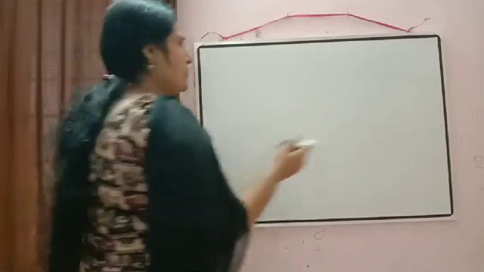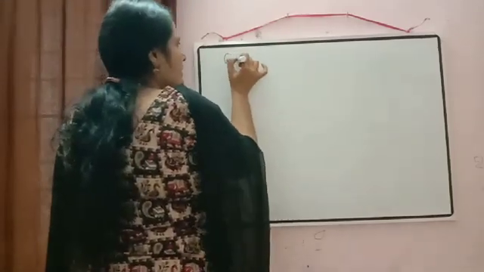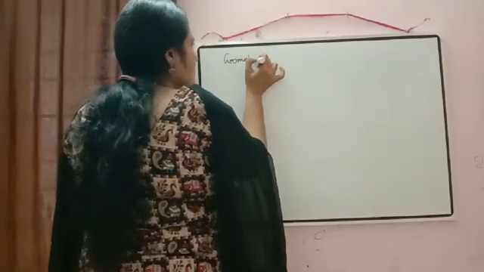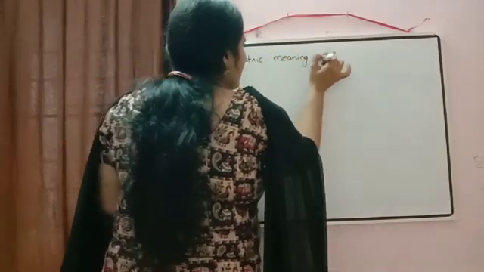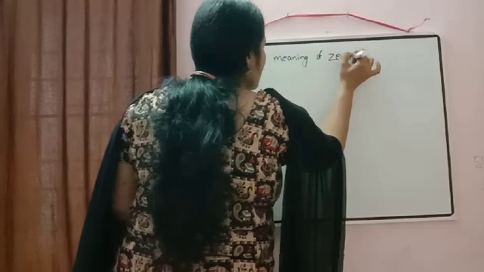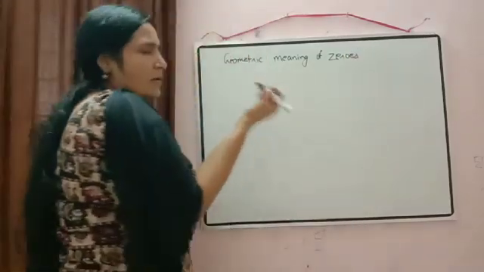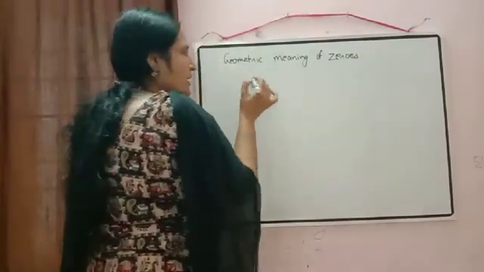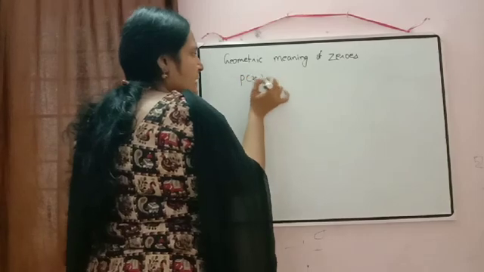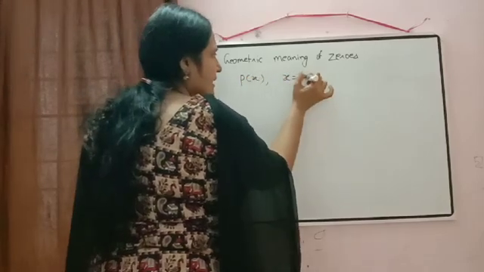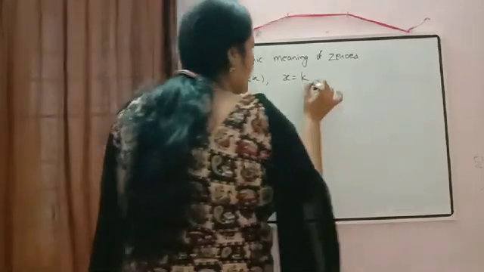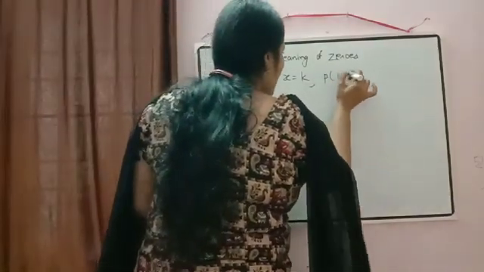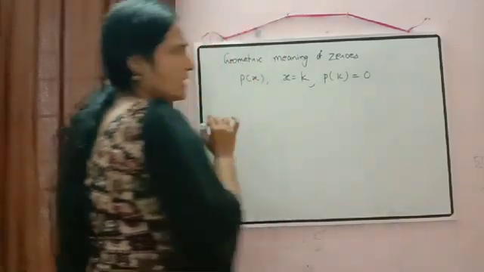Now we will check what is the geometric meaning of zeros of the polynomial. Now according to the definition we wrote there, if p of x is any polynomial and we are saying x is equal to k is a 0 of the polynomial, we know p of k will be equal to 0.